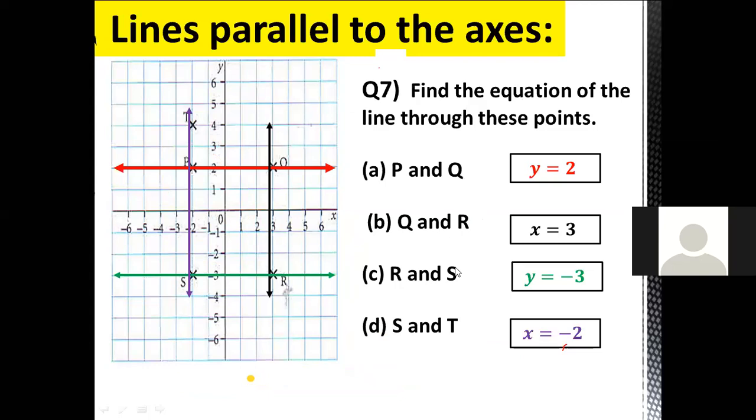Okay. As I just said, a line parallel to the x-axis has an equation of y equals a number. A line parallel to the y-axis has an equation of x equals a number.